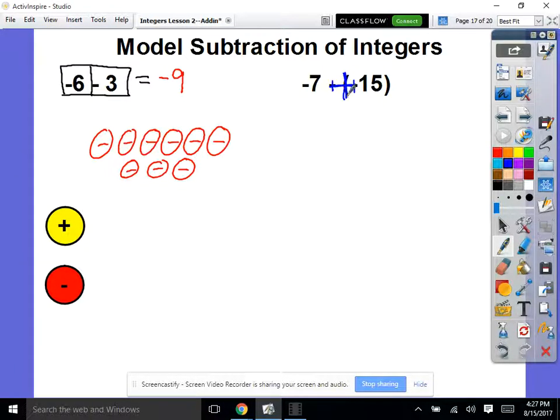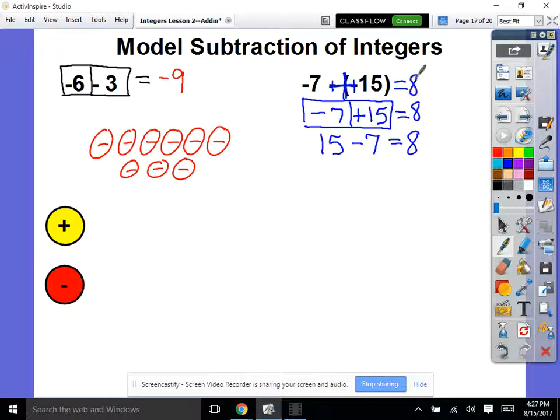So now we have -7 plus 15. Now I'm not going to draw all those counters because that's a lot. I don't really want to draw those. But remember, if we box these in, it's an addition problem now. We can swap those around and say 15 plus -7. We don't put the plus sign. That equals 8. That's a little tough. This is probably the toughest ones.